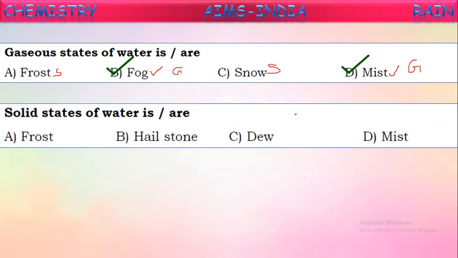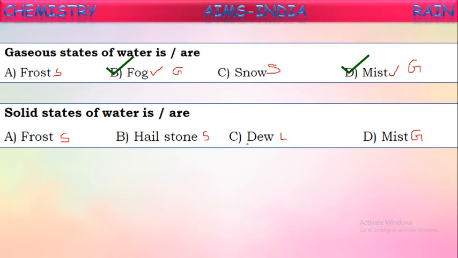Next one. Solid states of water are. See, out of these, which are solid states? Just now I told, frost is one of the solid states. Hailstone is also a solid state. What about dew? Dew is a liquid state of water. And mist is a gaseous state.